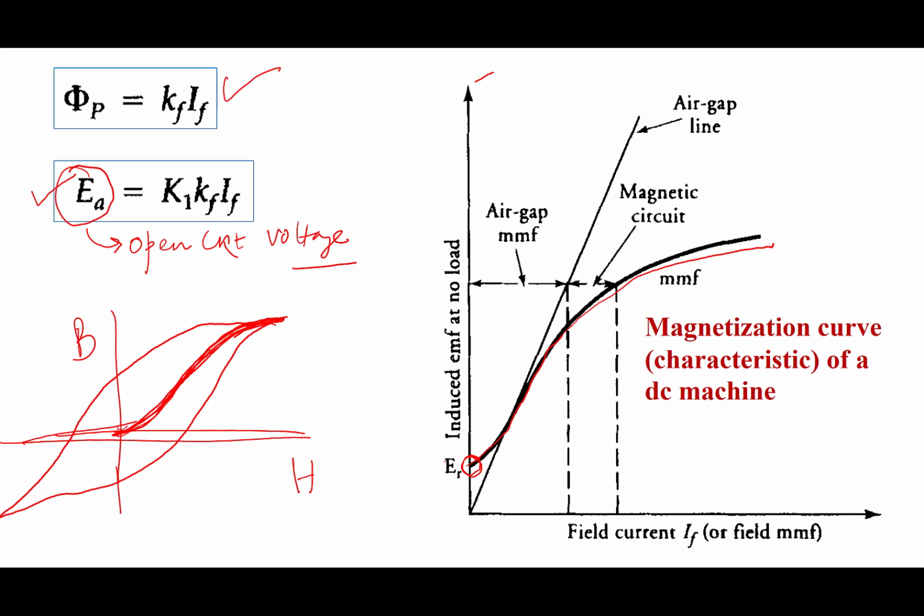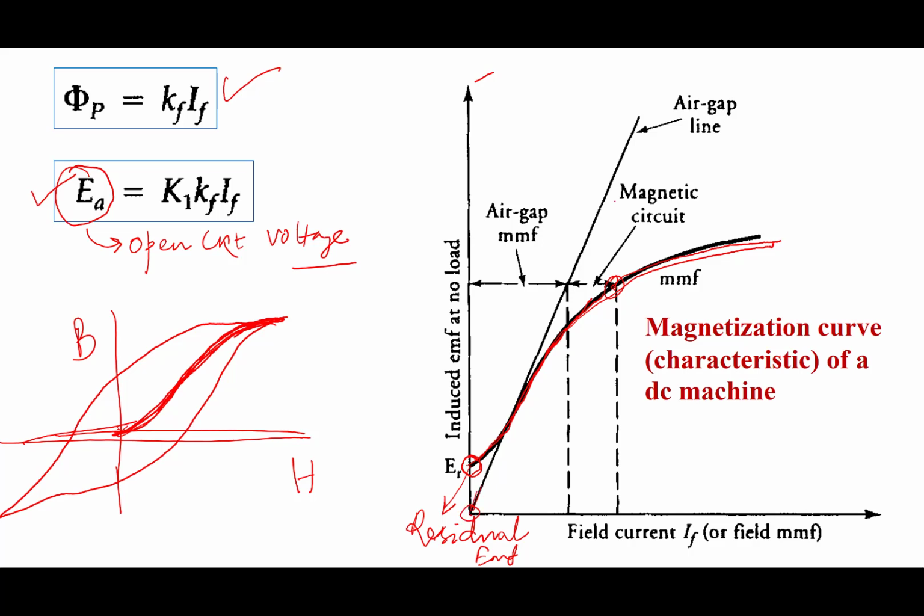And that residual EMF is because of the residual flux in the magnet or pole, right? So as soon as we give excitation, it will gradually increase in a linear mode, and after a certain time it will become saturated and become a curve, right? So this is your air gap line, which we have plotted from the origin.